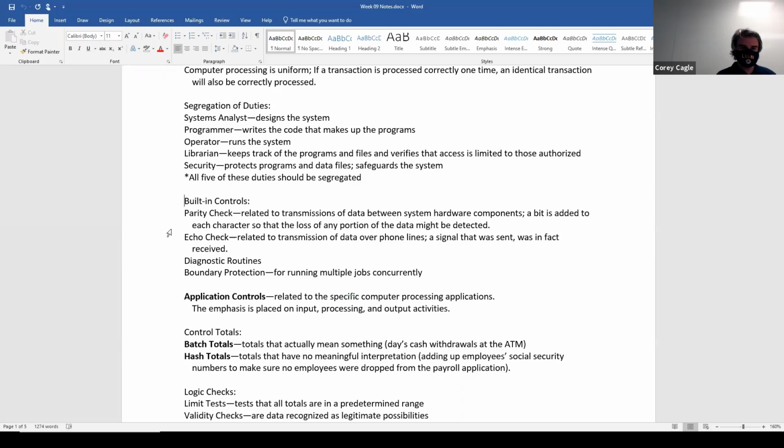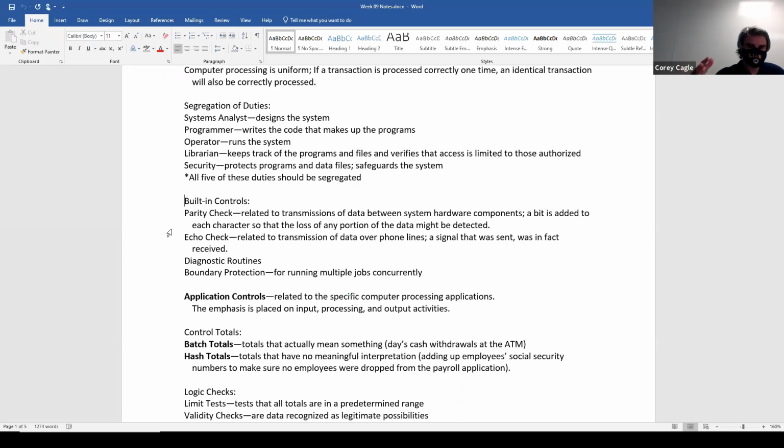Parity check is related to the different transmissions of data between different hardware components. A bit is added to each character so that the loss of any portion of the data might be detected. Echo check is related to the transmission of data over phone lines. The signal that was sent was in fact received.